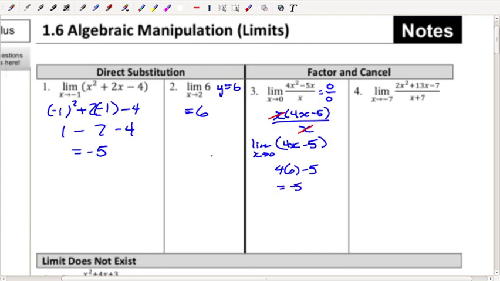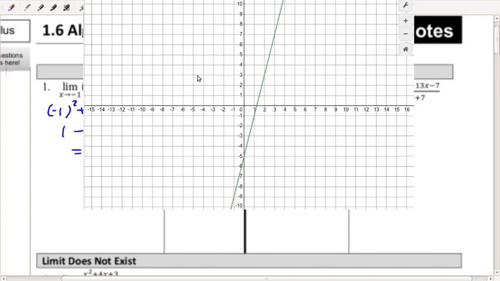How does this work? Let's take a look at the graph again. So this time, our graph basically looks like a straight line. We want to figure out the limit as x goes to 0, coming in from the right side to negative 5, coming in from the left side to negative 5. I can even trace along here. I can see my y value getting closer and closer and closer to negative 5.